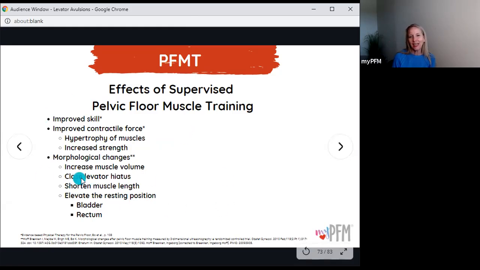Morphological changes. So it increases the muscle volume, just like we were saying. So we want those pelvic floor muscles to have good tone, good volume. Close the levator hiatus. Remember that hiatus? Helping to close it because you're bulking up that tissue. Shortening the muscle length. So this would be thinking about that trampoline, and if that trampoline was very stretched out and kind of sagging, pelvic floor muscle training is helping to lift that trampoline and shorten the length of the muscle. And then also elevating the resting position of the bladder and the rectum.